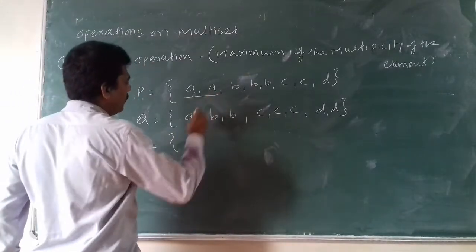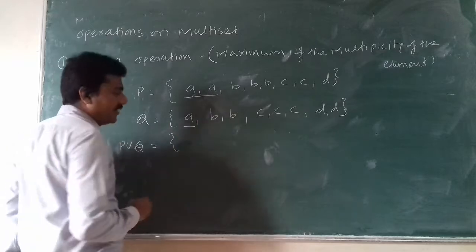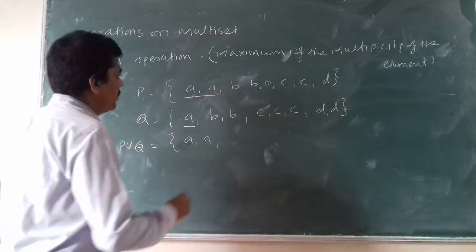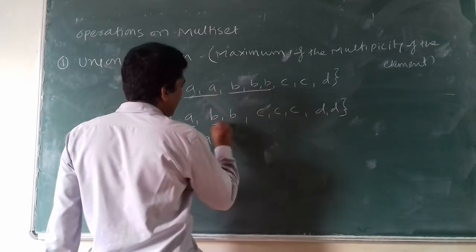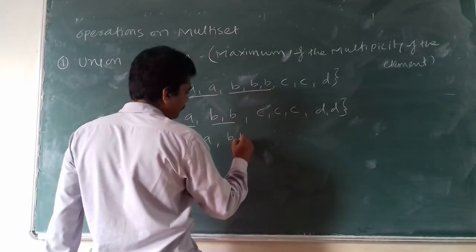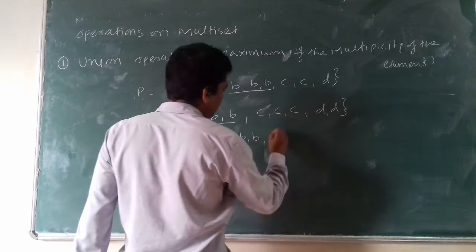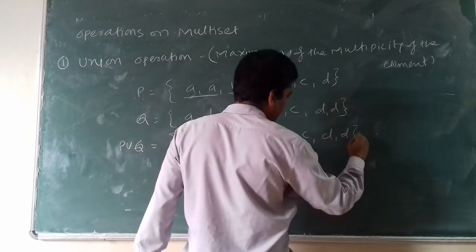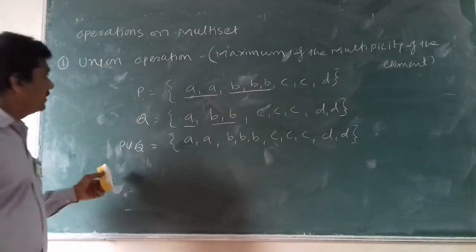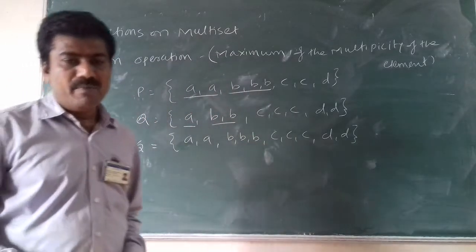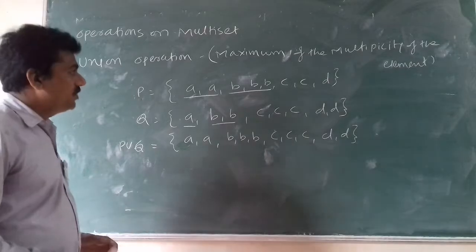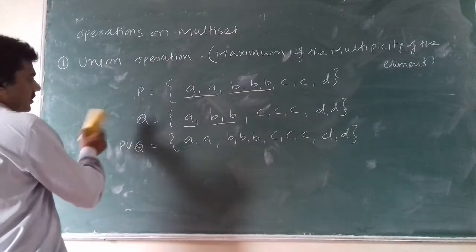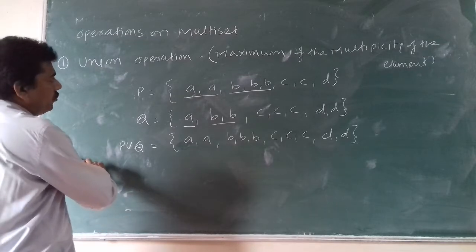So multiplicity of A is 2 here, and here it is 1. So the maximum of the multiplicity is 2. Okay. Now with respect to B, 3 and 2. So the maximum is 3. Likewise for C, 3 C's are there. Likewise for D. So this is the resultant, that is the union operation on the multiset. Maximum of the multiplicity of that element. So this is the union operation.